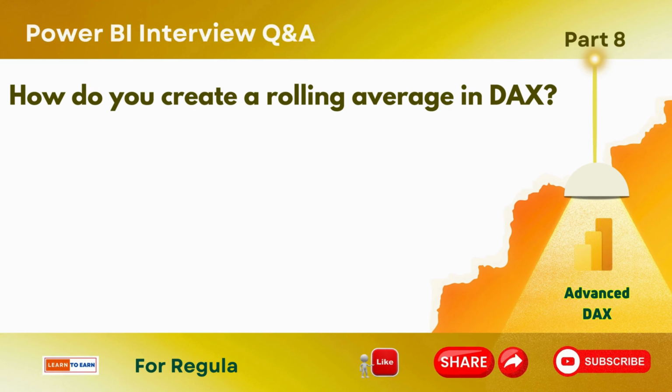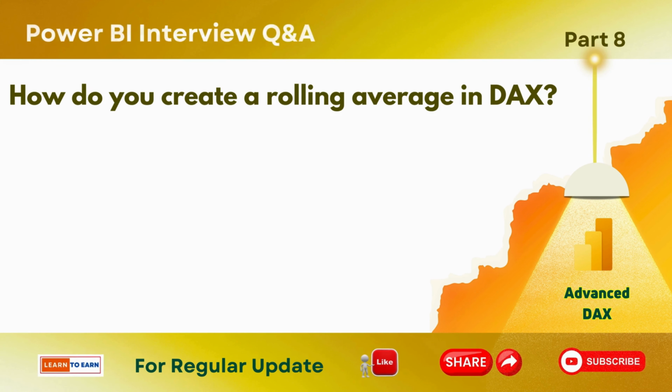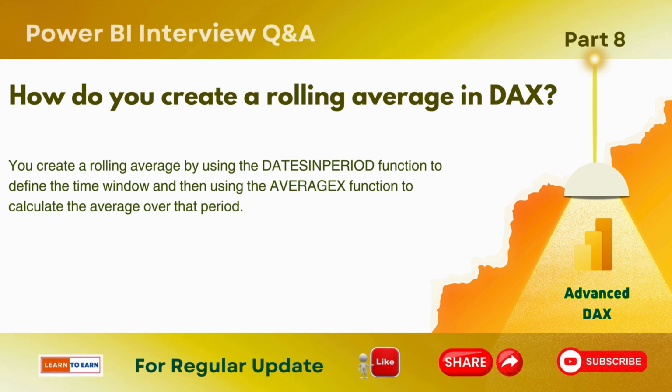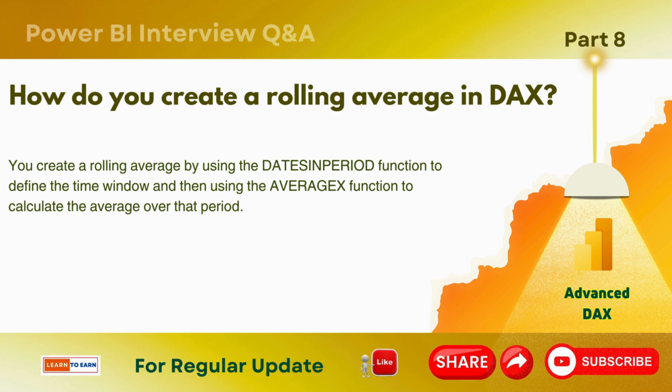How do you create a rolling average in DAX? I create a rolling average by using the DATESINPERIOD function to define the time window, and then using the AVERAGEX function to calculate the average over that period.